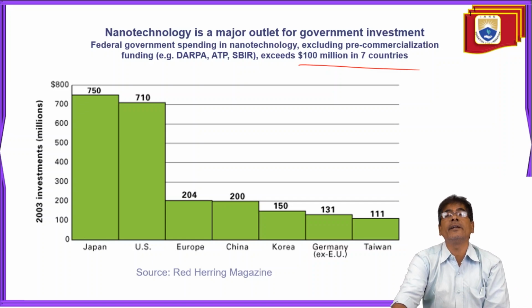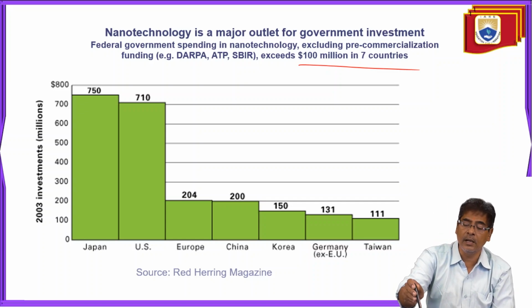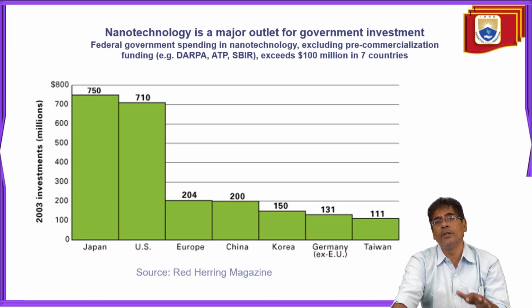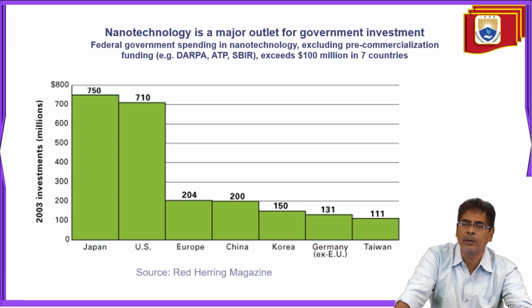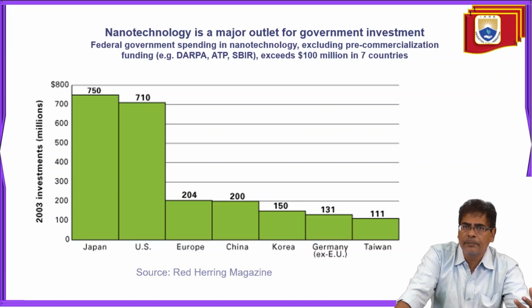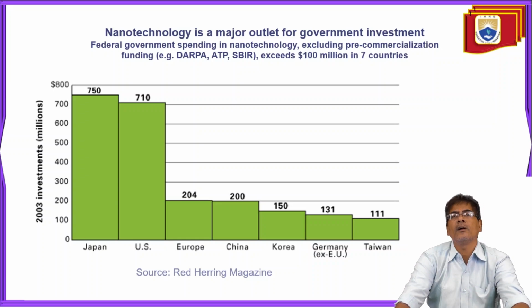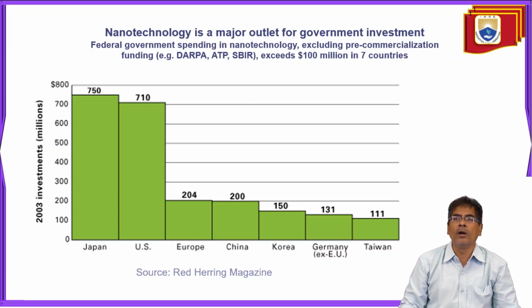So this is the fundamental factor where the technology has been incorporated. Japan is the only country which is growing and commercializing, giving a lot of technology-based equipment compared to China, Korea, Germany, and Taiwan. Right, so that's why nanotechnology is a major outlet for government investment.